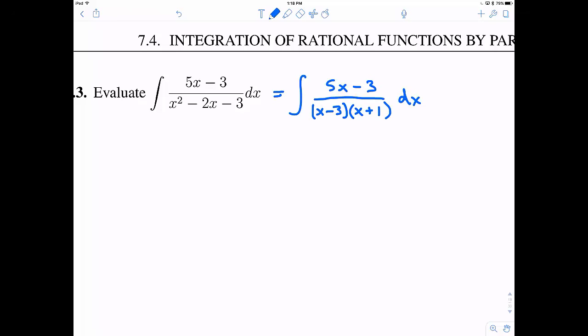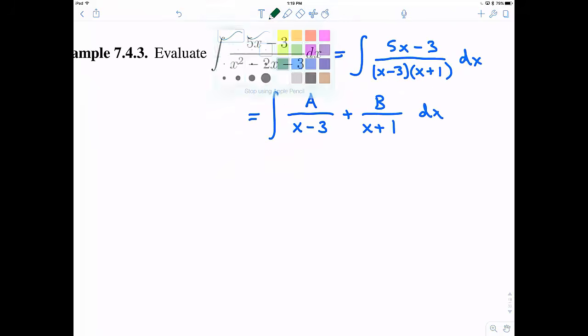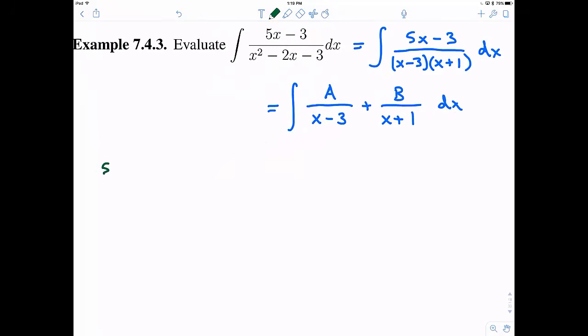The second step is that I'm going to assume that I can break this up into linear terms or irreducible quadratics. In this case, there are no irreducible quadratics. So this is just going to be some constant A over x - 3 plus some constant B over x + 1. Notice those have power 1: x - 3 has power 1, x + 1 has power 1, so i takes on all the values from 1 to 1, essentially. So that's it. Now I need to do algebra.